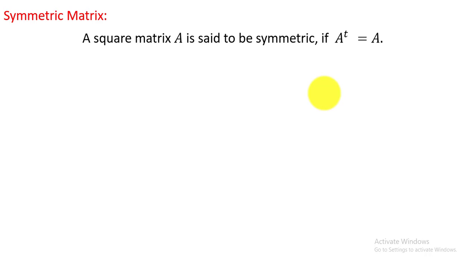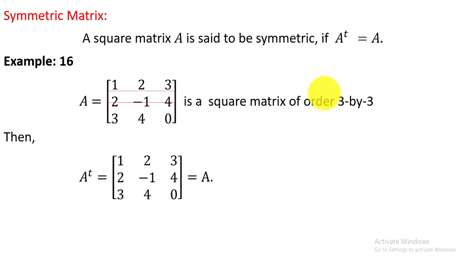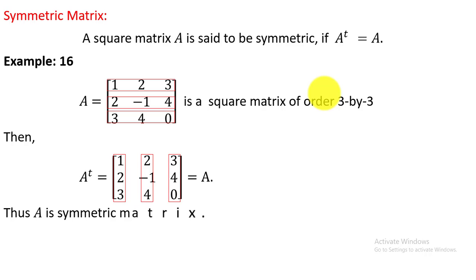A square matrix A is said to be symmetric if A transpose is equal to A. Example: A is a square matrix of order 3 by 3. Then A transpose is obtained by changing the rows into columns of matrix A. So A transpose is equal to the matrix having elements 1, 2, 3, 2, minus 1, 4, 3, 4 and 0. So A transpose is equal to matrix A. Thus A is a symmetric matrix.